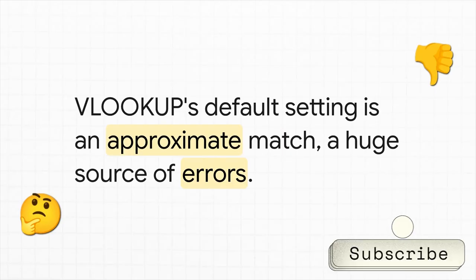Now for a sneakier problem. This one is really dangerous because you might not even realize your data is wrong. By default, VLOOKUP does an approximate match. This means if you forget to add the word FALSE at the end of the formula and it can't find an exact match, it might just give you the closest thing, which is almost always the wrong answer.